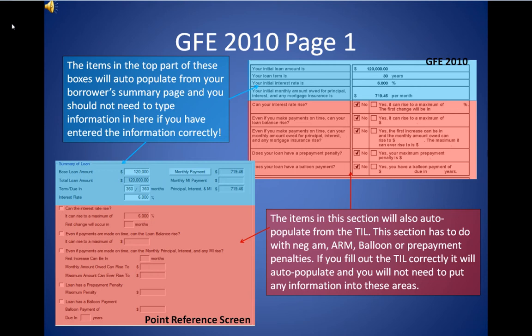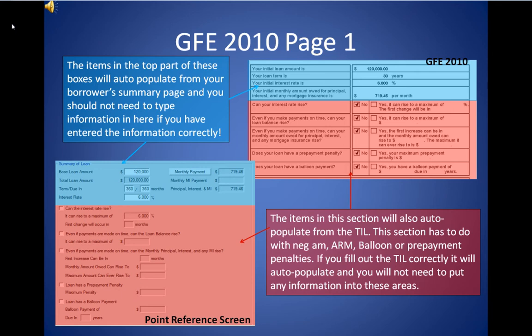Even if you're making your payments on time, can your loan balance rise? If you make your payments on time, can your monthly amount owed for P&I and MI rise? Does your loan have a prepayment penalty? Does your loan have a balloon payment? These, again, are covered on another form, which is your Truth in Lending. If you filled out your Truth in Lending correctly, the data will carry over onto this page of the Good Faith.